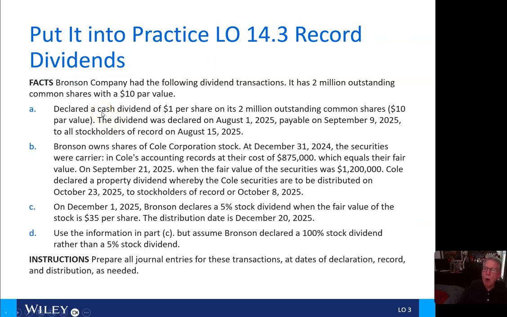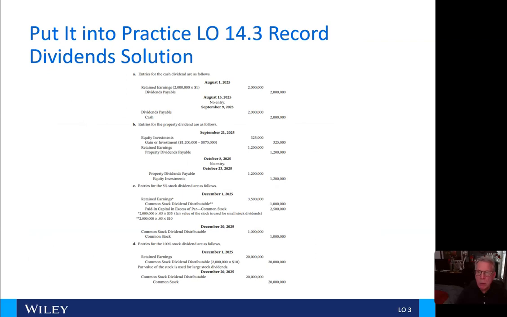Now, if we take a look at the Bronson Company here, it had the following dividend transactions. It has 2 million outstanding common shares with a $10 par value. Under Alpha here, they declare a cash dividend of $1 per share on its 2 million outstanding common shares at $10 par value. The dividend was declared on August 1, 2025, payable September 9th to all stockholders of record August 15th.